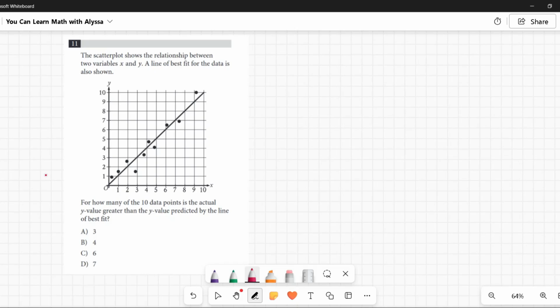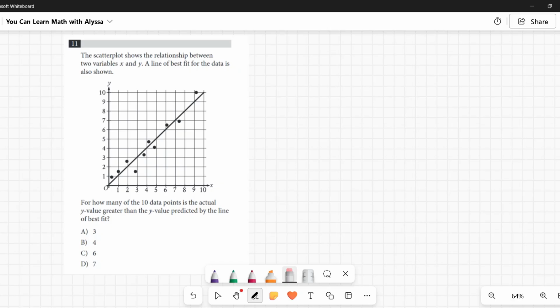Number 11, the scatter plot shows the relationship between two variables x and y. A line of best fit for the data is also shown. For how many of the 10 data points is the actual y value greater than the y value predicted by the line of best fit? When you have a line of best fit, it is giving you a general prediction, because we have these data points going around, but in this general upward direction. So the line of best fit is, okay, what line best shows this trend and gives us a little bit of a prediction for future events. Like we can get a good guesstimate for what might happen.